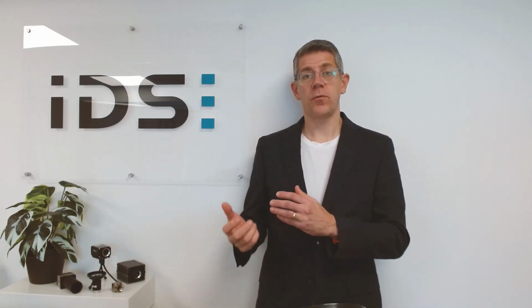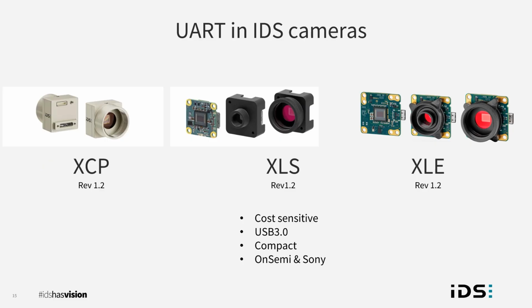Next, let's take a look at which IDS cameras you can use for these interfaces and how the configuration is achieved. First, looking at UART, this is supported by our XCP, XLE and XLS USB 3 cameras from revision 1.2 onwards. The XLE and XLS offer board-level options ideal for cost-sensitive and space-limited embedded and OEM solutions, and XCP is our small housing industrial camera.